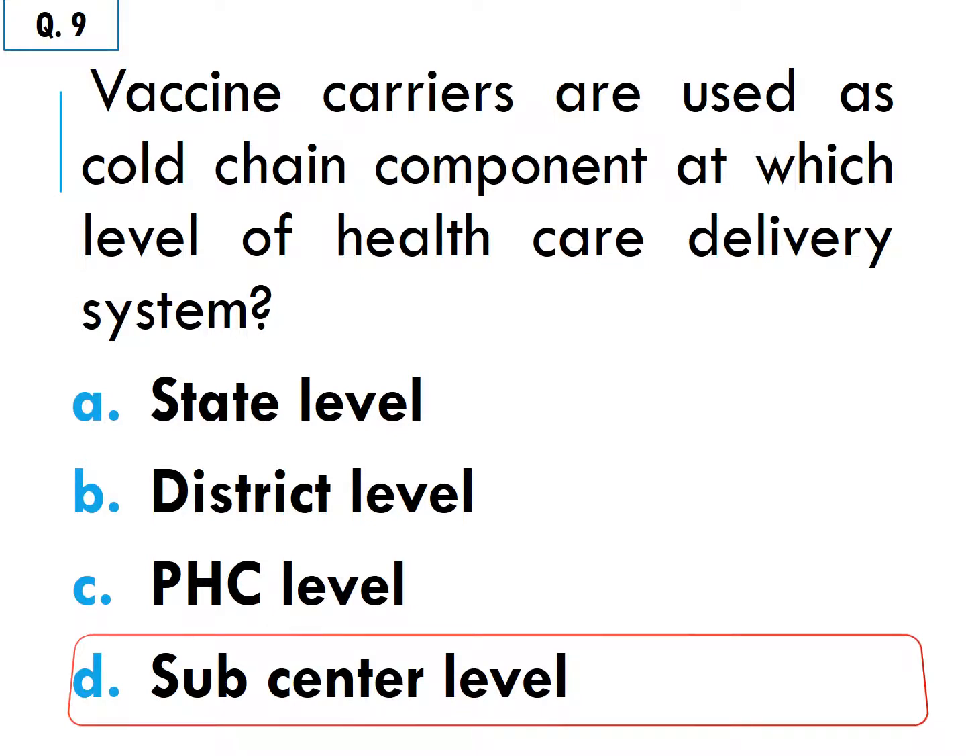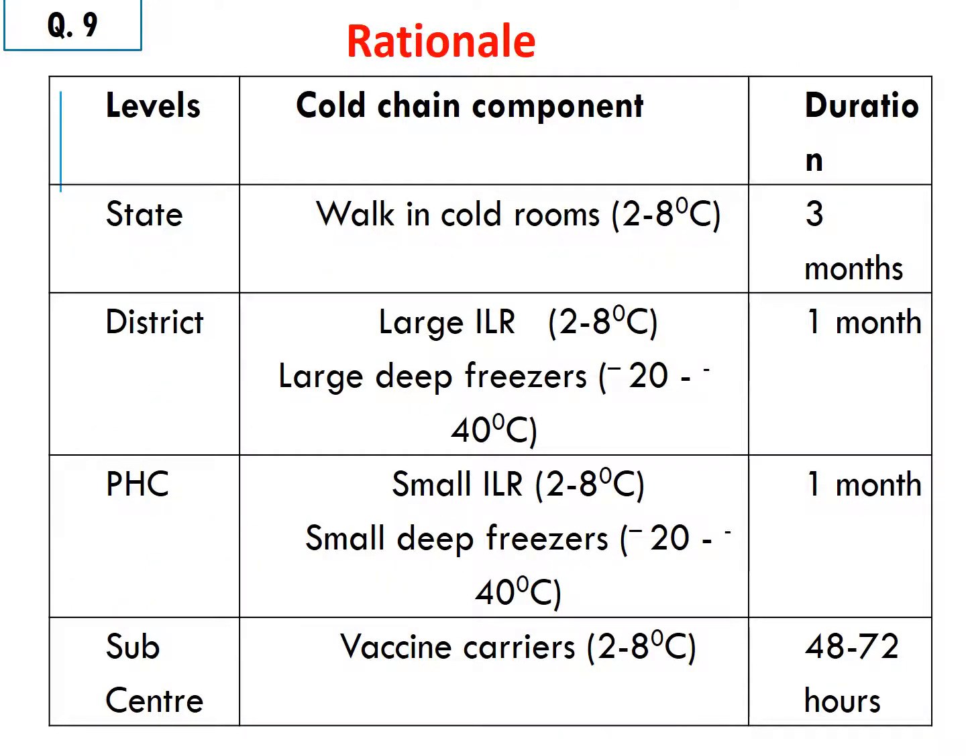Let us go for the rationale. Walk-in cold rooms are used as cold chain component at the state level, and large ice line refrigerators and large deep freezers are used as cold chain component at the district level. Small ILR and small deep freezers are used at the PHC level. And the last, the vaccine carriers, are used as the cold chain component at the subcenter level.